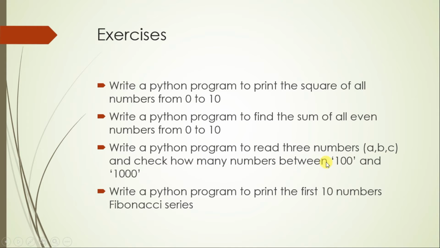Write a Python program to read three numbers A, B and C and check how many of the numbers are between 100 and 1000. You just have to print the numbers present in 100 and 1000. So out of this A, B, C, which are between 100 and 1000, that's what you have to print.